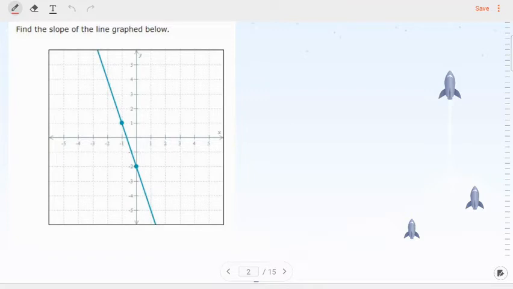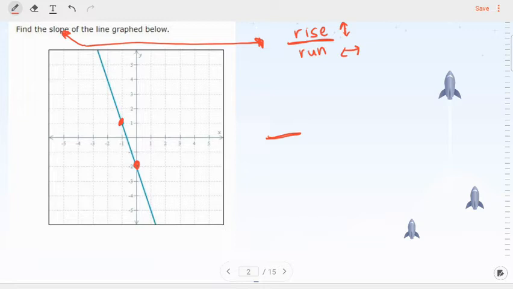So here we go. Number 1 says find the slope of the line graphed below. So again, remember what slope is. Slope is equal to a fraction that shows us how far the graph is rising divided by how much the graph is running. So rising meaning up or down and running versus side to side. So if I look at this picture and I see my 2 dots, I'm going to try and represent my slope as a fraction of how much is the graph changing going up versus side to side.